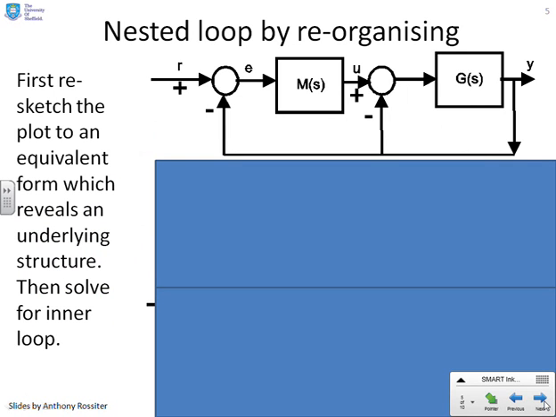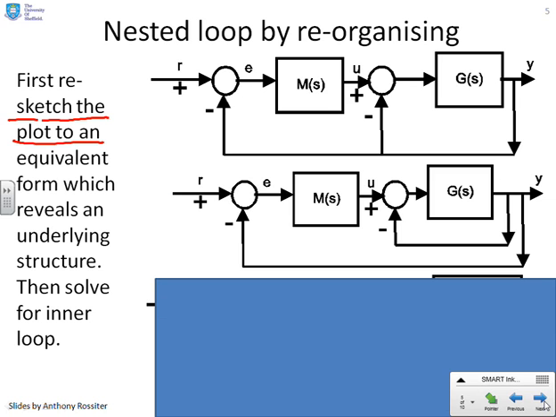Now what we're going to do is tackle the same problem but using more of a shortcut method. What this says is first re-sketch the block diagram so that you can reveal an underlying structure which makes it easier to solve. You might not think there's anything obvious here, but when I put this next diagram up, hopefully you will see what we've done. I'll put in my signal F, not that we need it.